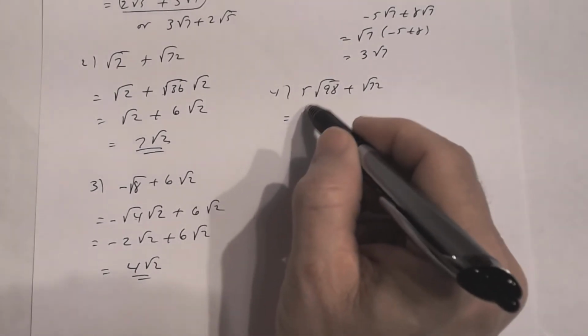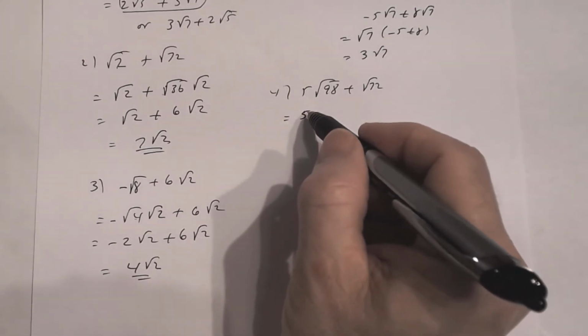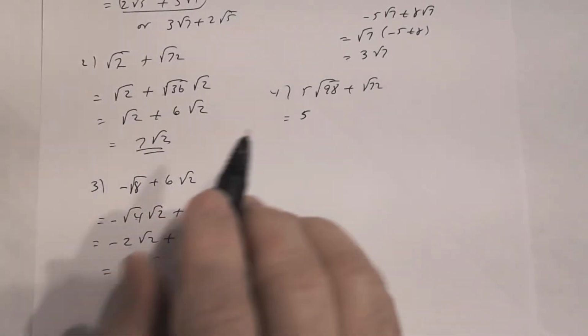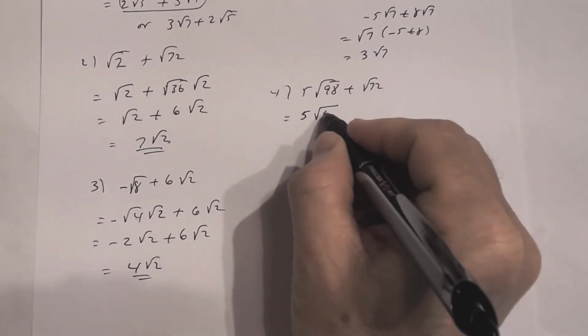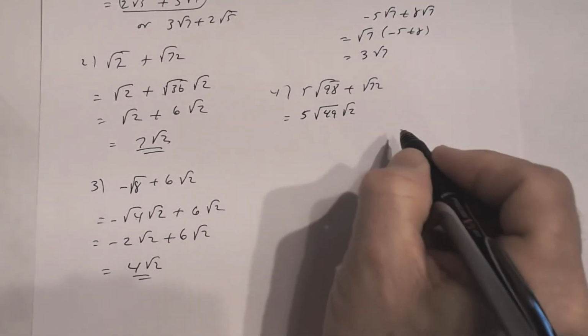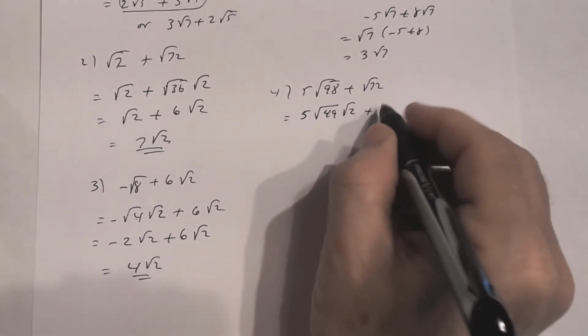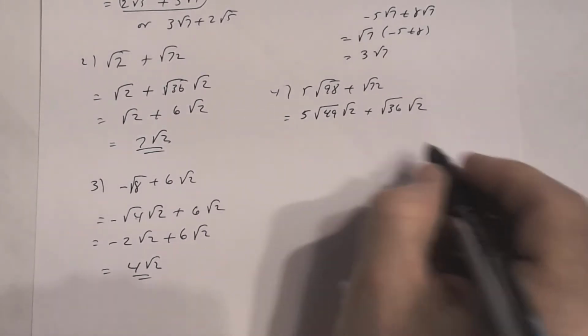And so in this case it'll be 49. So what you have to do is write this first. You got to say 5, since the directions do say, remember the direction says show that you're using the product rule. All right, so what that means is that I have to see that you are saying the square root of 49 times the square root of 2. Okay? Plus, I have to see that you are saying the square root of 36 times the square root of 2.